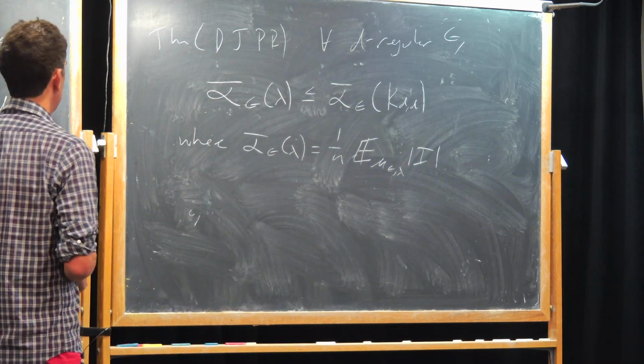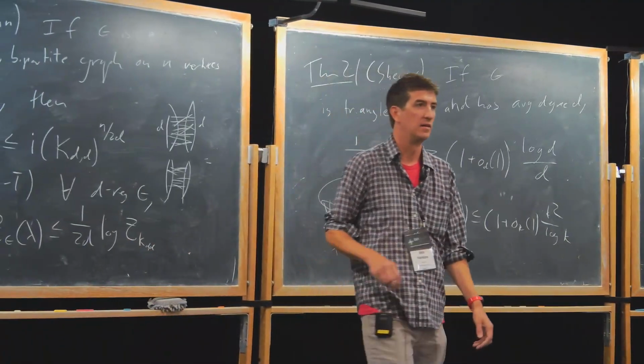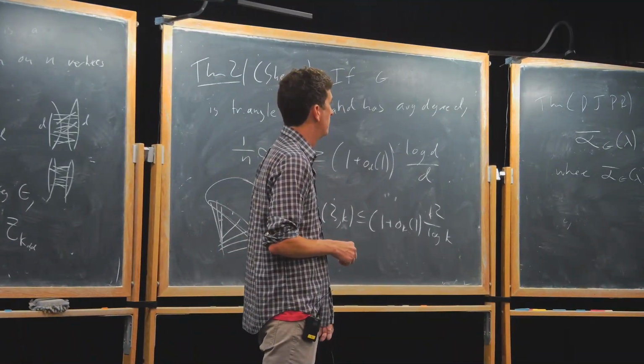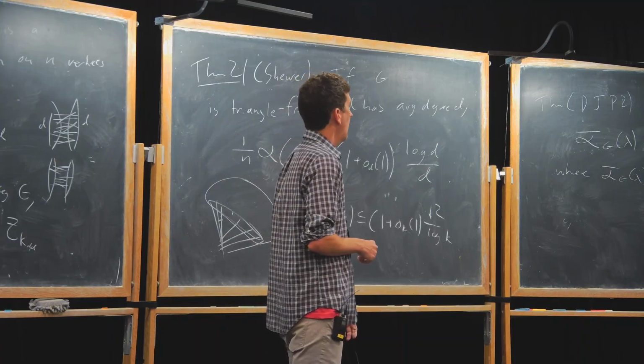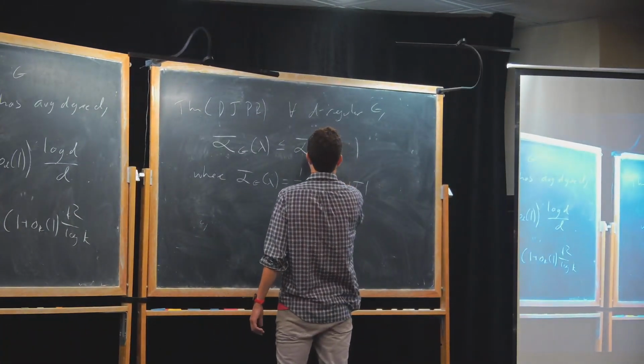So that's the theorem. This actually is a stronger theorem than this. Yeah? You mean the occupancy fraction of K_{d,d}? Yes, good, thanks. That's not G. Good, thank you.